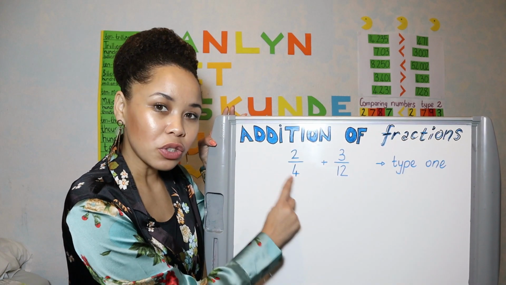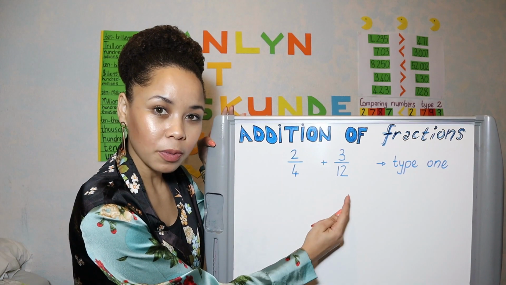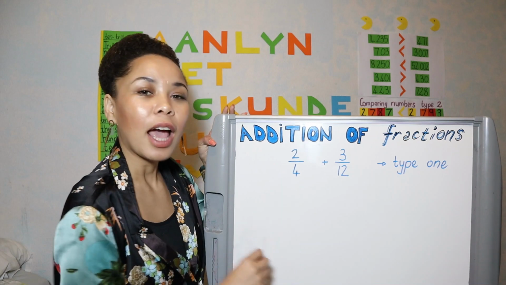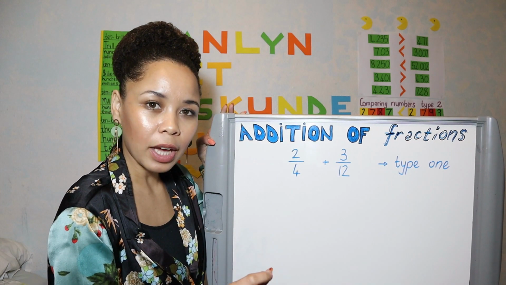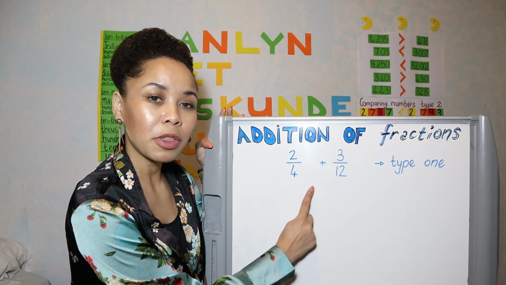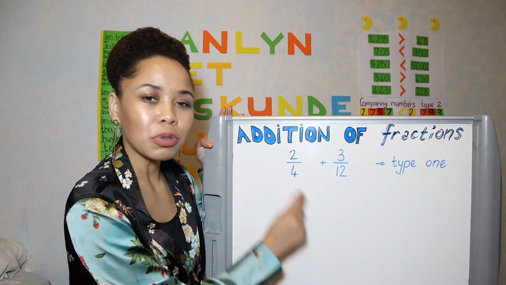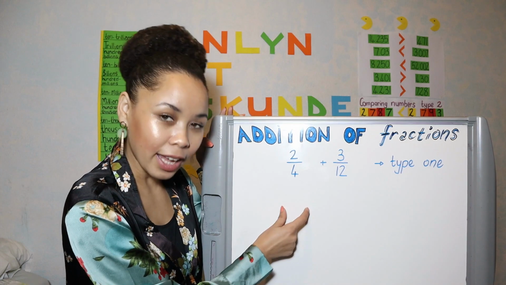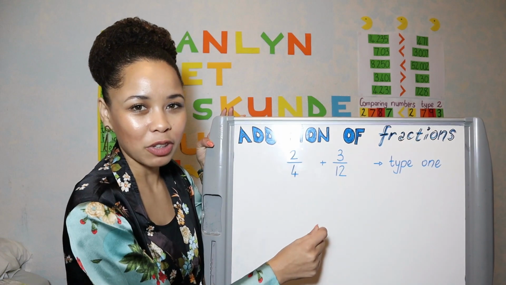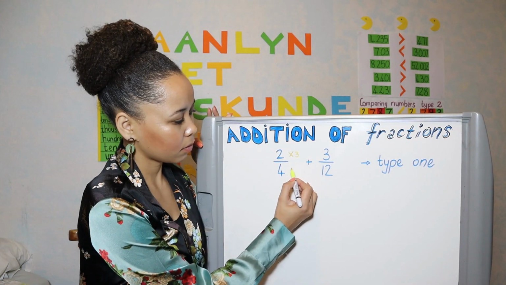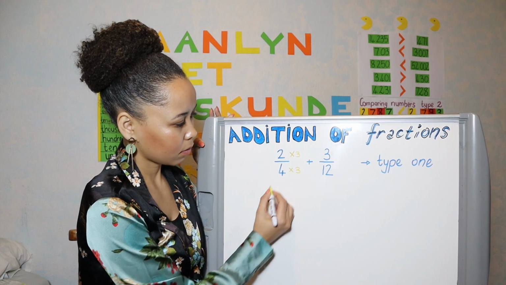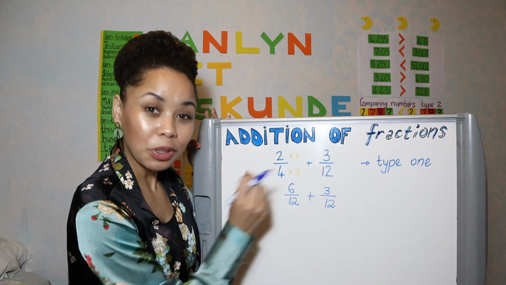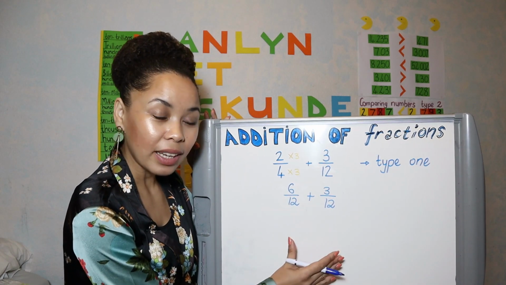So I can change this 4 to become a 12, and that means I have to multiply it by 3. And of course, just like we learned with equivalent fractions, we multiply by 3 on top and at the bottom to get the equivalent fraction. Then you can add the other fraction. Now if you look at the sum, you will see the denominators are the same. So now I can add them.